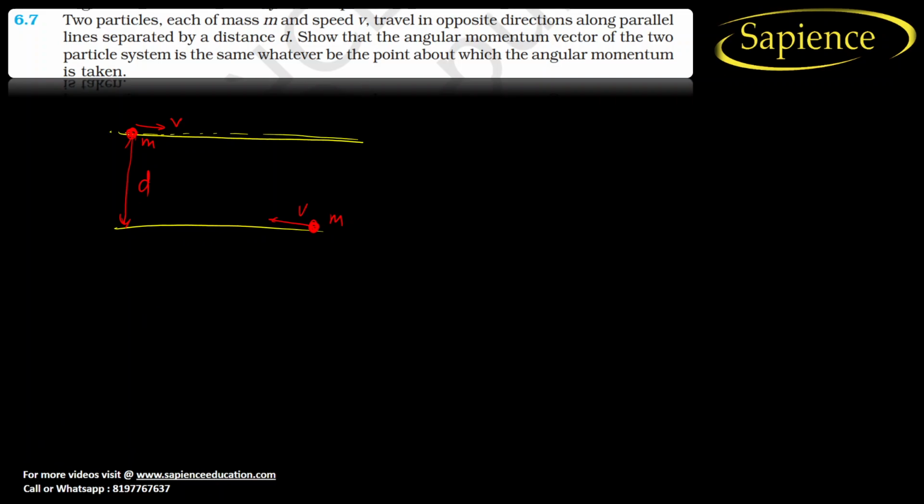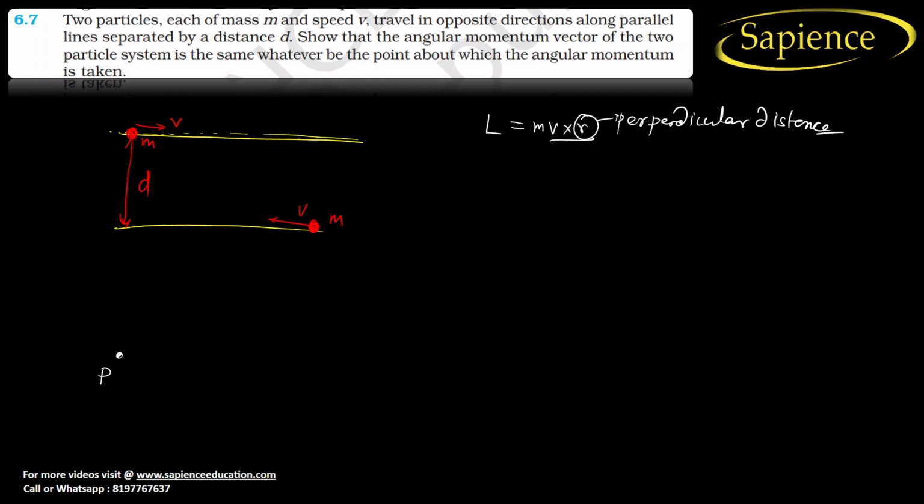The angular momentum vector of the two particle system is the same whatever be the point. Let us consider this may be the point P, anywhere you can take. Angular momentum L is equal to mass into velocity into radial distance, that is the perpendicular distance from the point about which I am taking the rotation. Okay, so r is the perpendicular distance only.